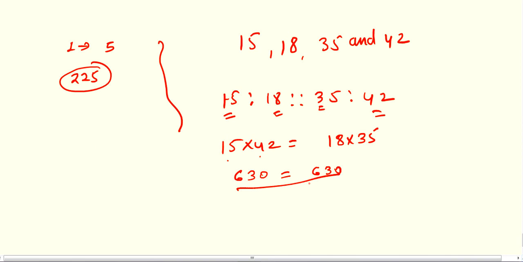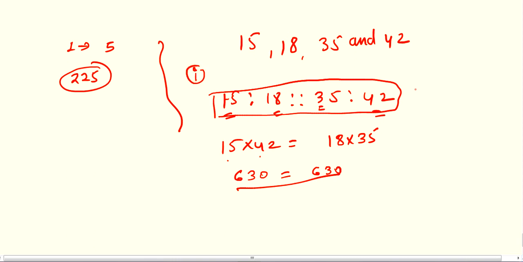As you can see, both sides are the same. So yes, these 4 values are forming a proportion. This is option 1. You have 4 options, second, third and fourth. In the same way you have to solve, and see whether you are getting equal values or not. If you are getting equal values, that means they are forming a proportion. If not, that means they are not forming a proportion. So your exercise is over now.